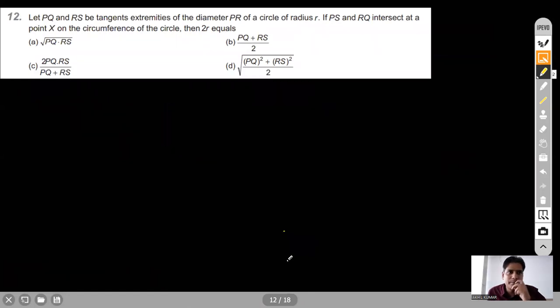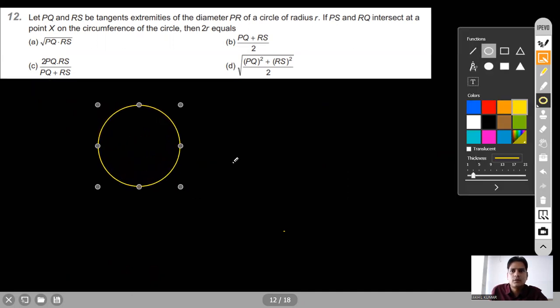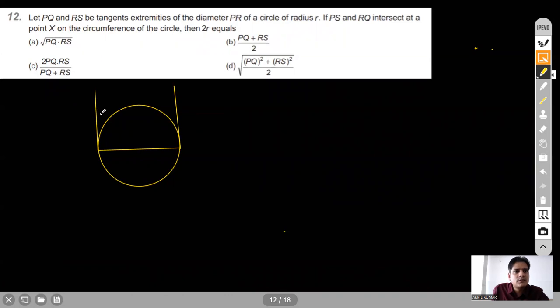Now see question number 12. Let PQ and RS be the tangents at the extremities of the diameter PR of a circle of radius R. Let me draw it. First, let me name it, otherwise you will get confused. PR is the circle's diameter, so this will be P, this will be R, with center C.